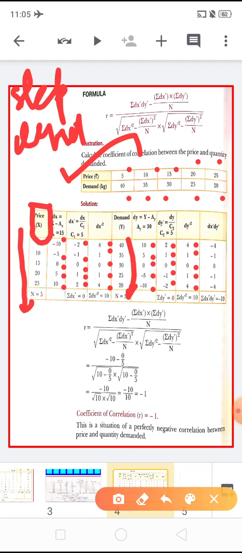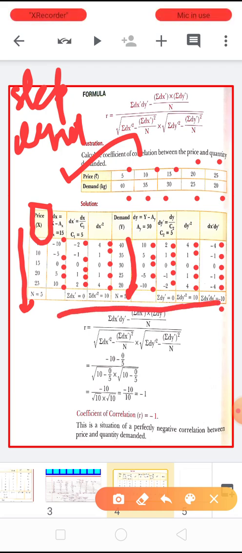Now dx dash multiplied by dy dash: minus 2 multiplied by 2 is minus 4, then minus 1 multiplied by 1 is minus 1, 0, minus 1, minus 4, and so on. Now when we summarize the given values, we get sigma dx dash is 0, sigma dx dash square is 10, n is 5, sigma dy dash is 0, sigma dy dash square is 10, and sigma dx dash dy dash is minus 10.